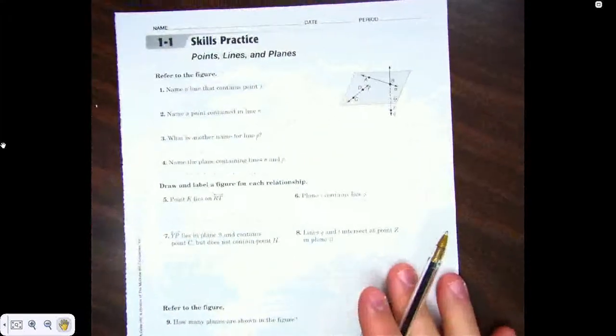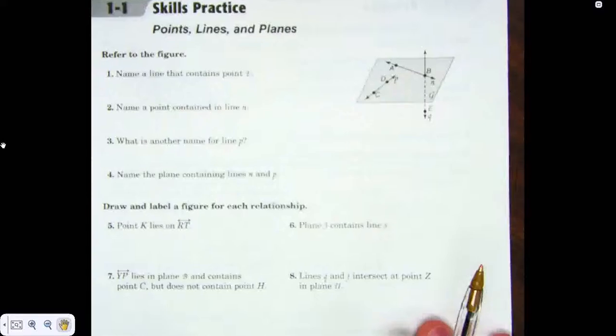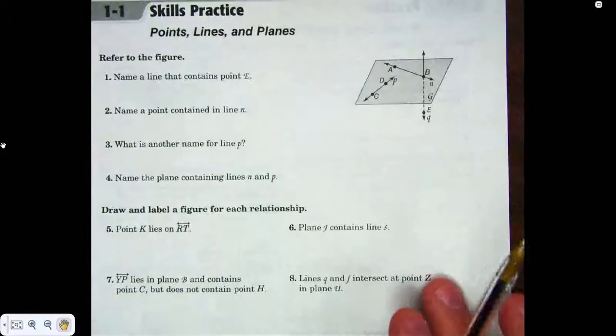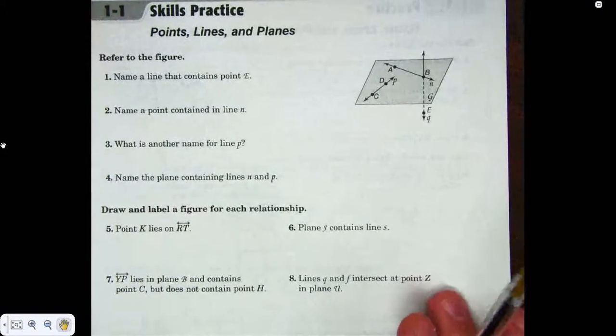Cheat sheet out. Look at 1-1. Let's look at this side. Questions on page 1. Any questions here? Guys, make sure and be honest with yourselves in this.